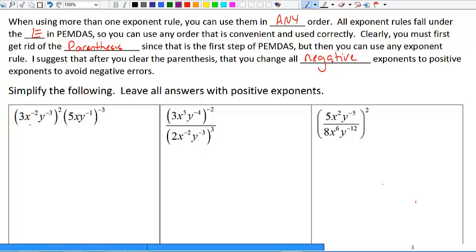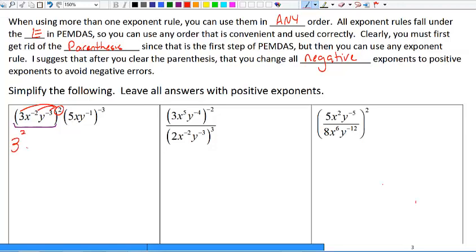So these next problems are quite a bit more difficult. Again, you want to clear the parentheses first and then get rid of any negative exponents, and then you're free to do your exponent rules in any order you want. So on the first problem, we want to get rid of the parentheses by taking the squared exponent and applying it to all bases. Don't forget that 3 is a base.